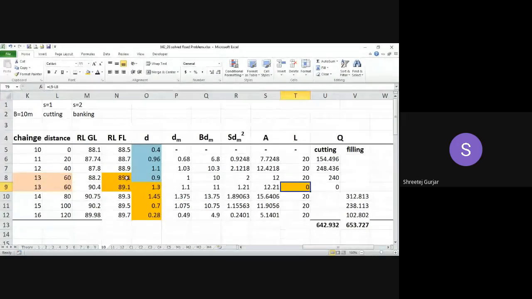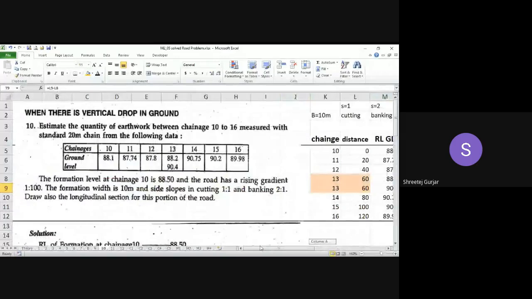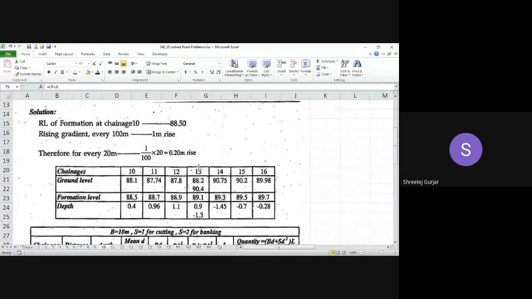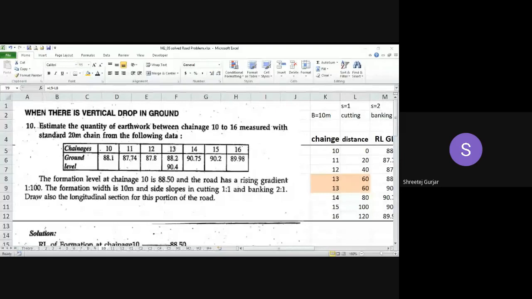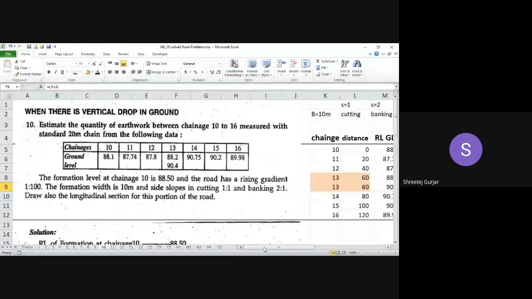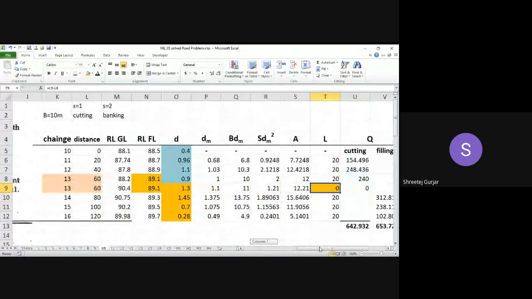So there are some important steps which you have to remember when you have a vertical drop. Is this numerical clear, guys? Vertical drop, when you have a vertical drop in the ground. If you didn't understand any part, any of the calculation, please let me know.